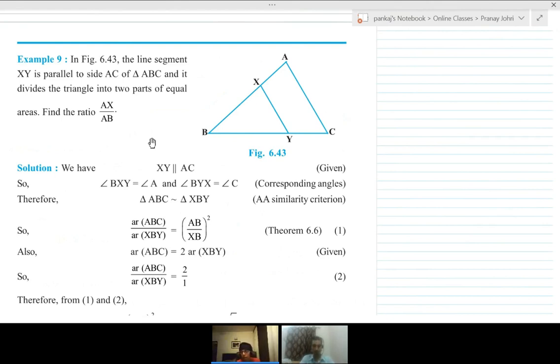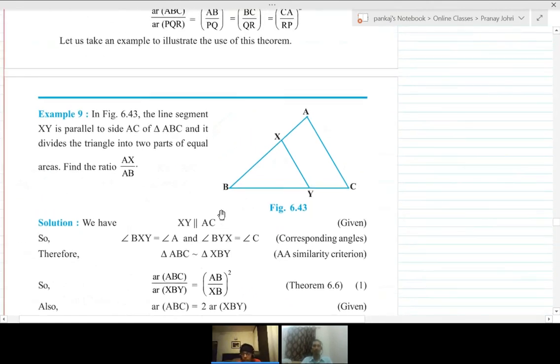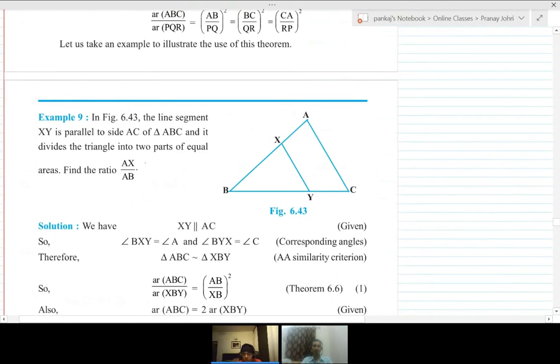So, half. You have to first draw the... no, no, what actually is given? So, area of AXYC is equal to area of XBY.